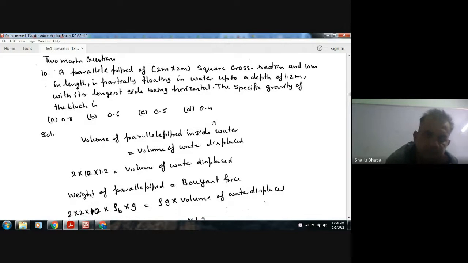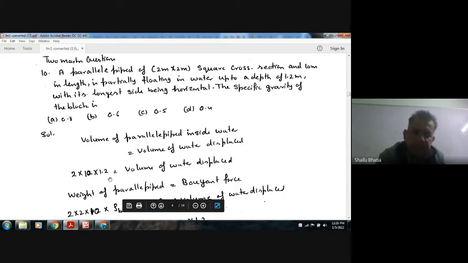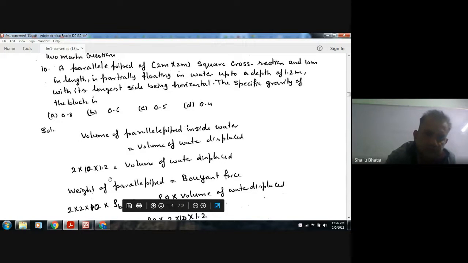Okay. So the volume of the block inside the water is 2 meter into 2 meter... or rather 2 into 10 into 1.2. That is the volume of water displaced, because whatever volume of the block is in water, that is the volume of water displaced. Because 2 is one dimension and 10 is the other dimension, and 1.2 is the depth that is inside the water.